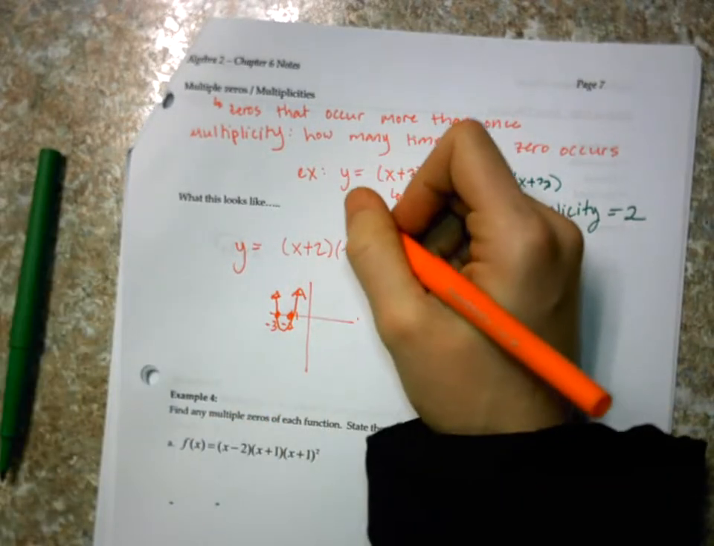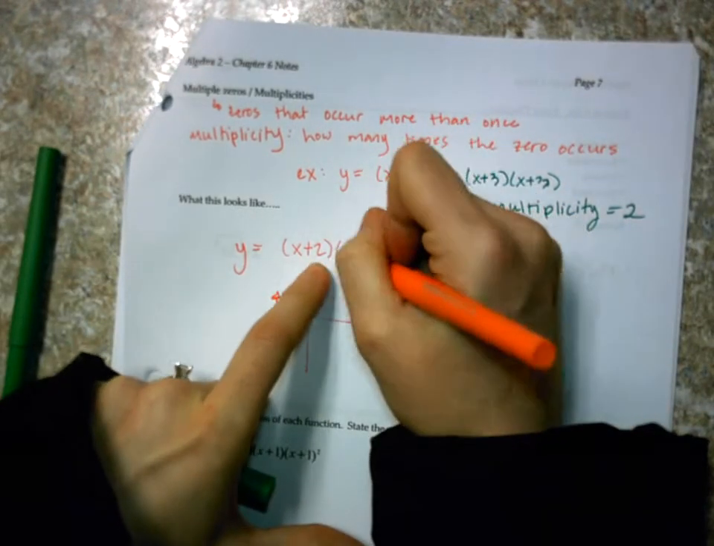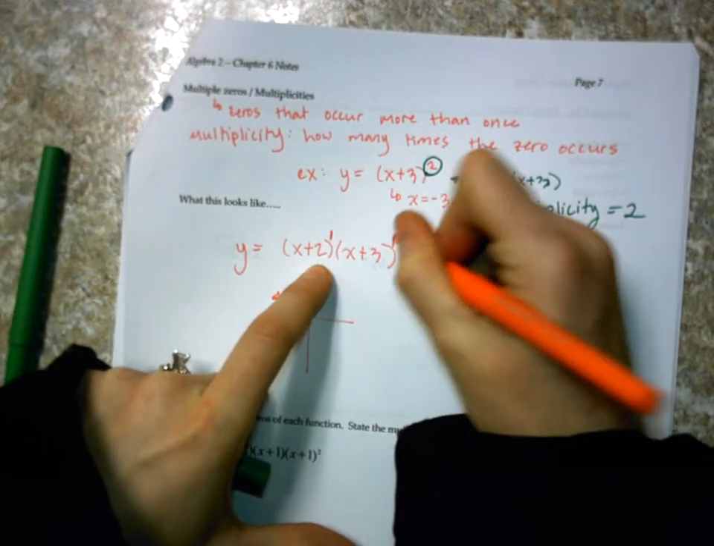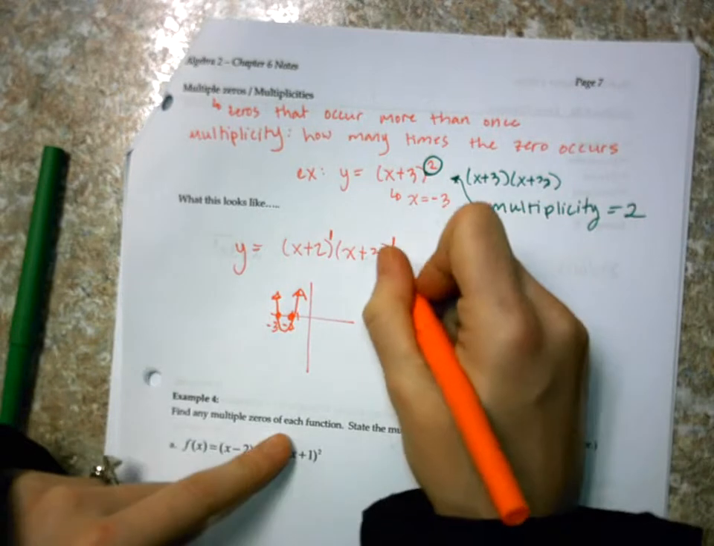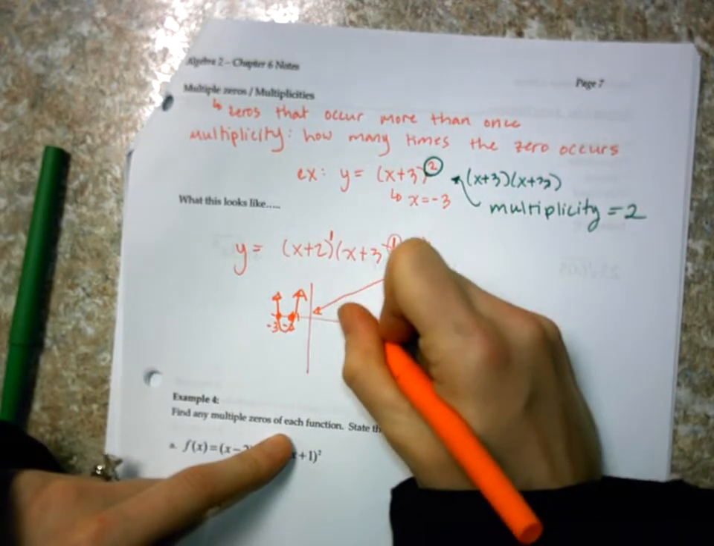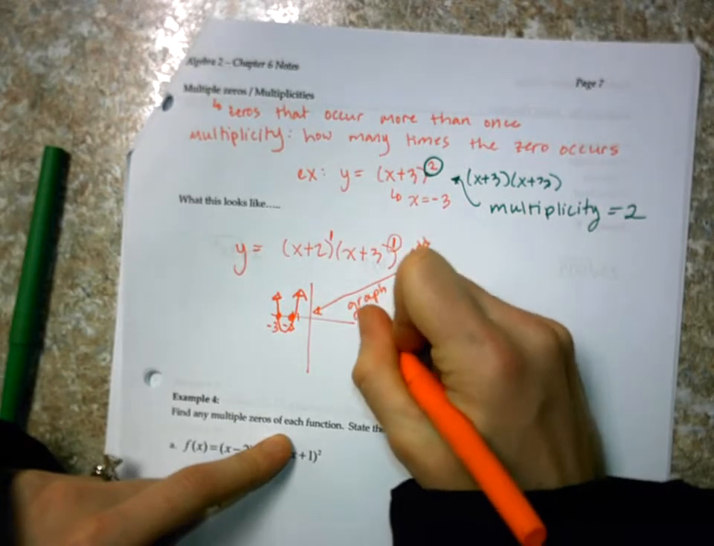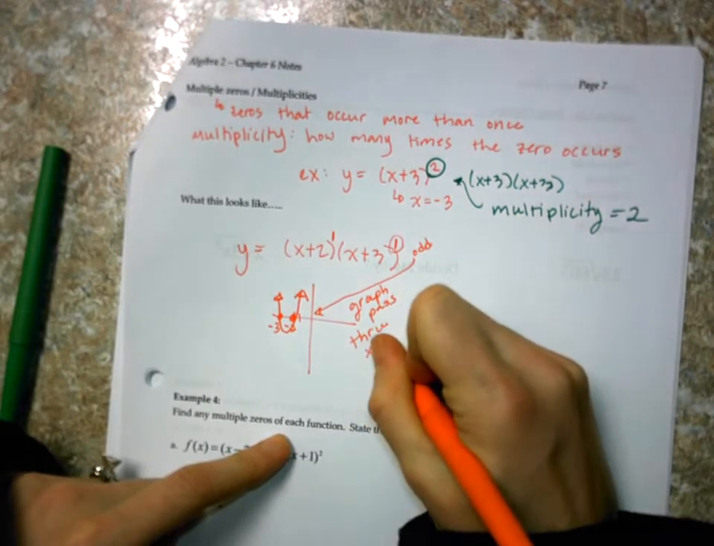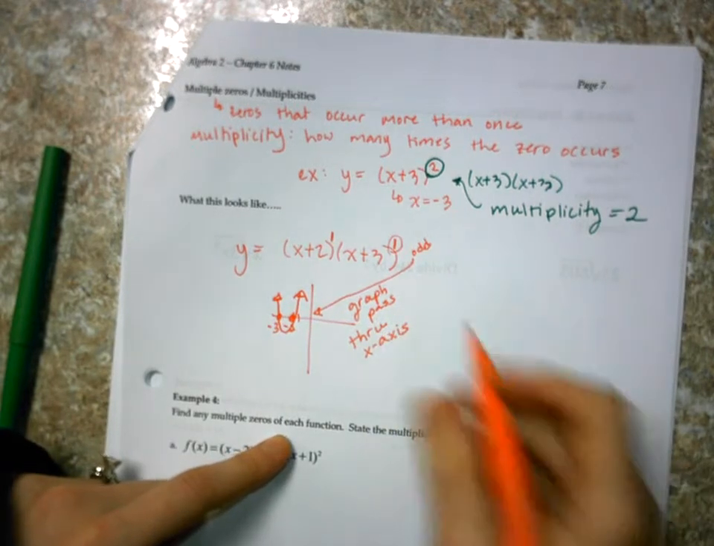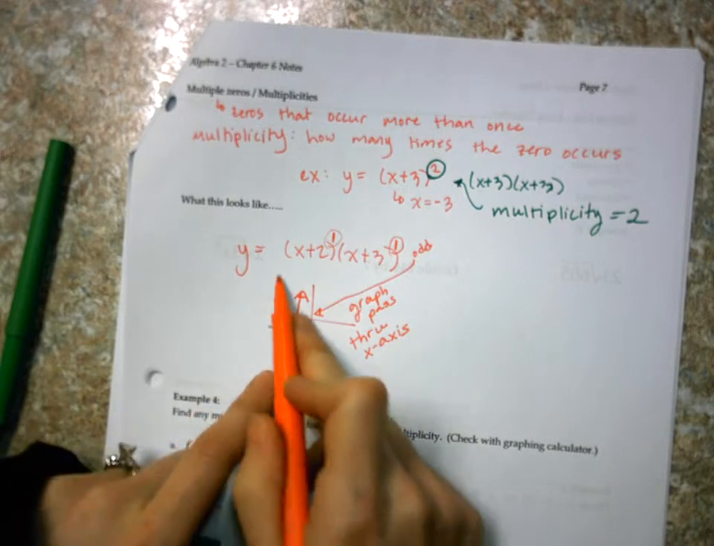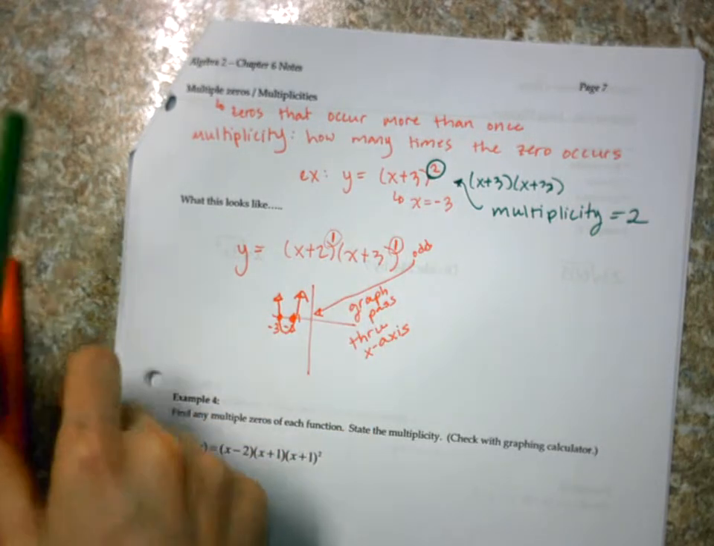Essentially, if you have a zero where the exponent is odd, like this one, where both were to the first power, so I'm going to write down odd, then your graph will pass through the x-axis. So it's nice, this gives us a shape. We know that we have a zero at negative 2 and negative 3, so the graph is going to pass through the x-axis.